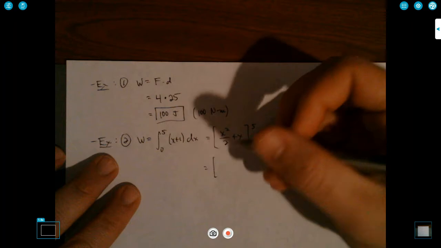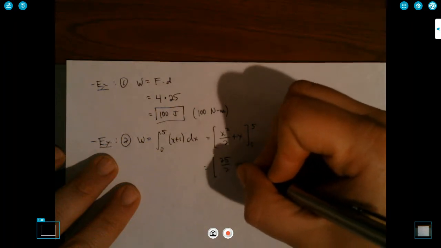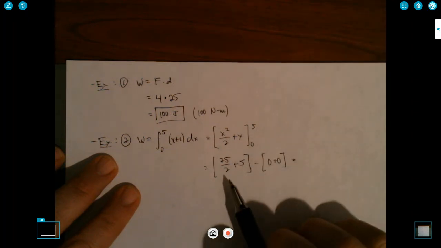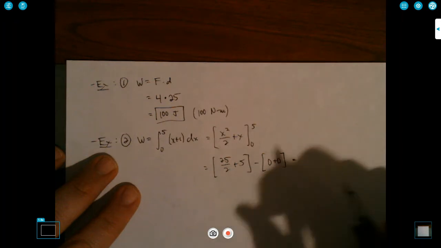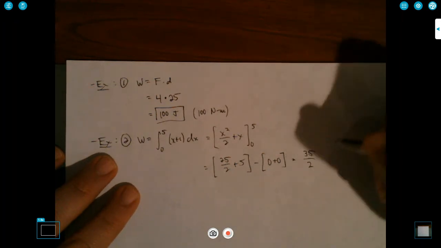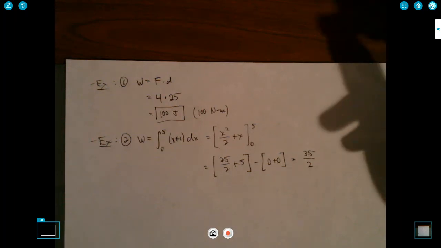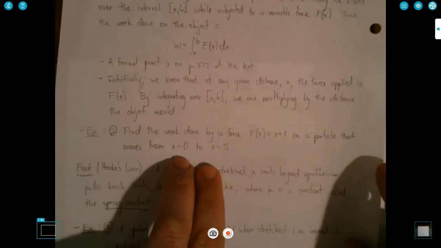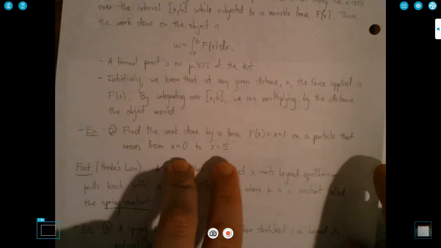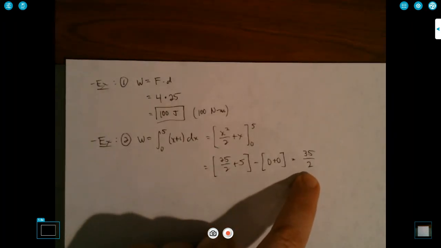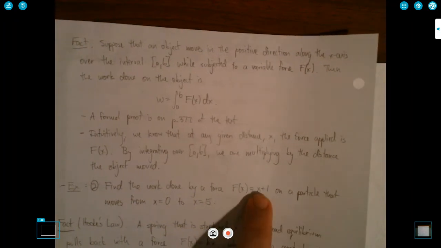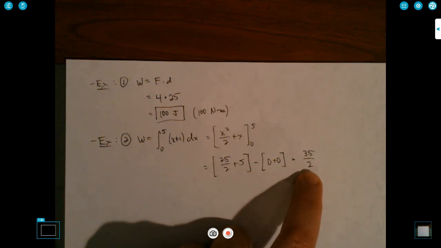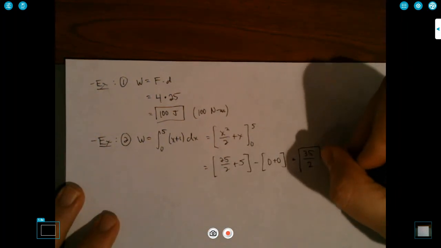That's going to be 25 over 2 plus 5 minus 0 plus 0. So, you know, this would be 10 over 2, so 35 over 2, we could say. 35 over 2 what? Well, it didn't actually tell us, right? We weren't given a unit of measurement here or here. If we called this newtons and we called this meters, then it would be 35 over 2 joules, right? Or if we called this pounds and we called this feet, then this would be foot-pounds. Okay? But anyway, that's that.